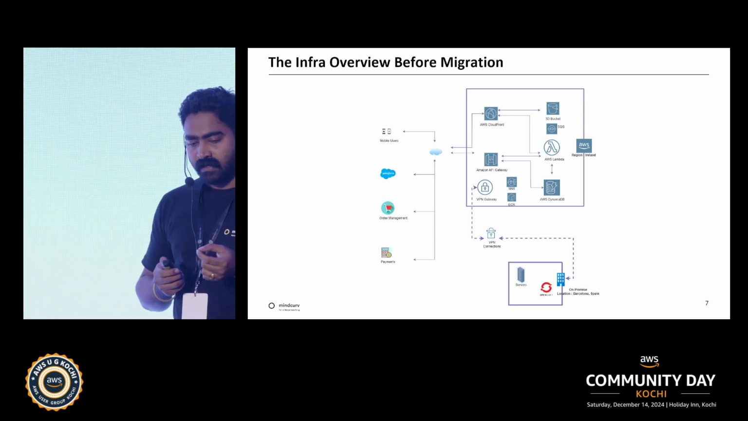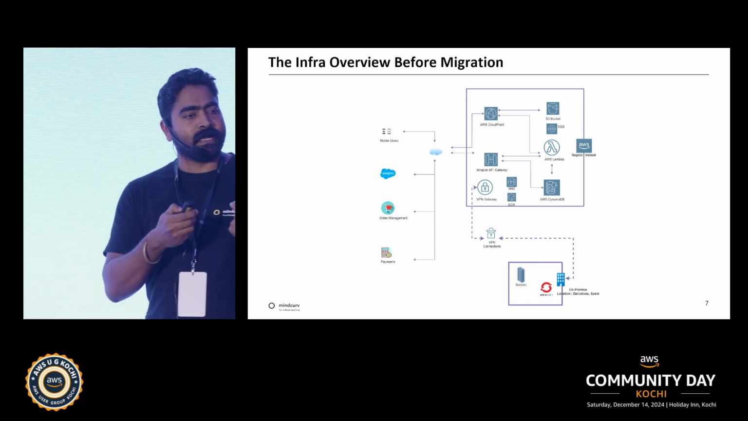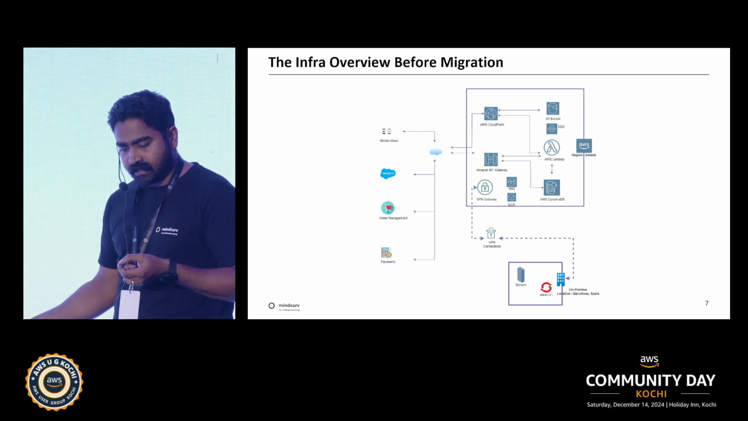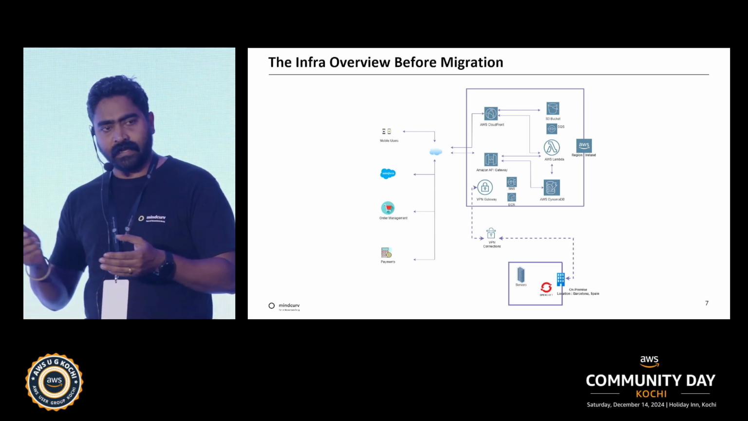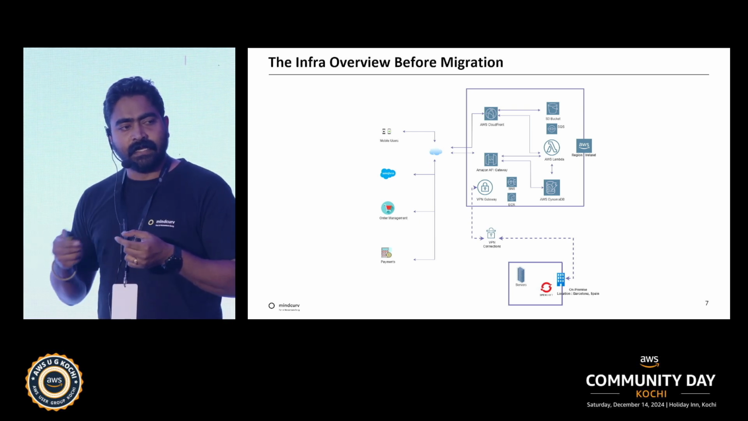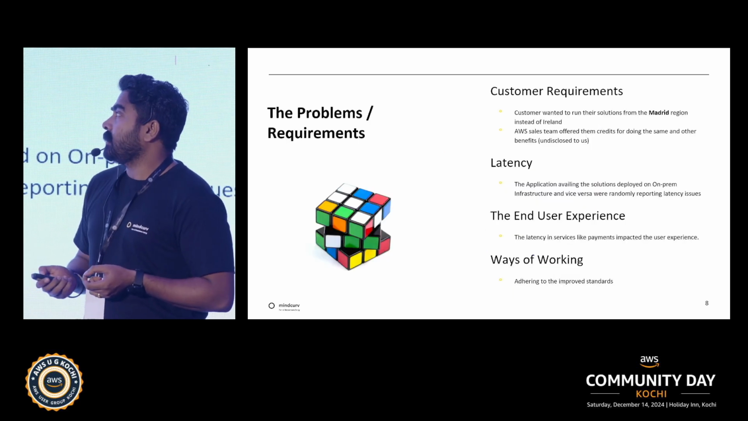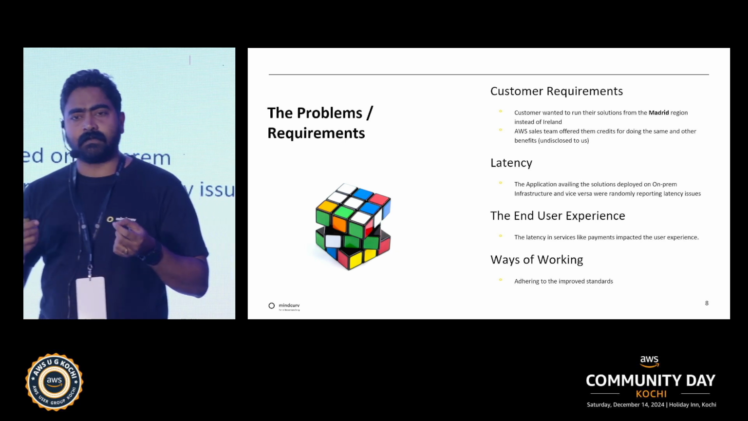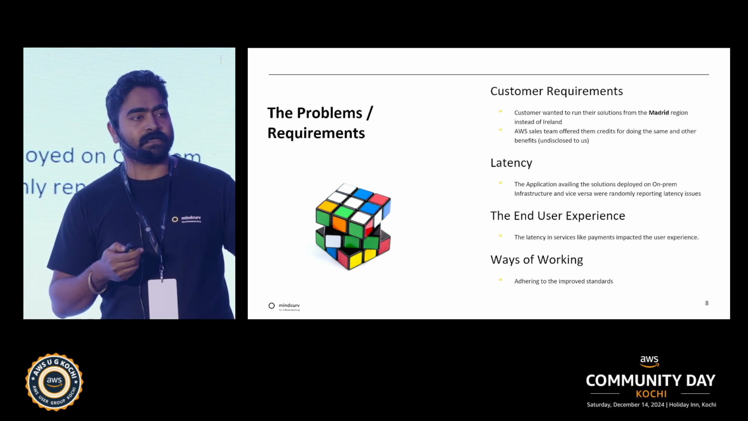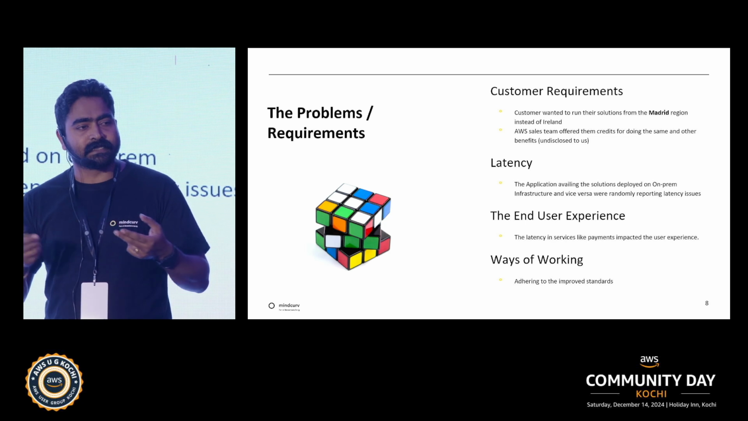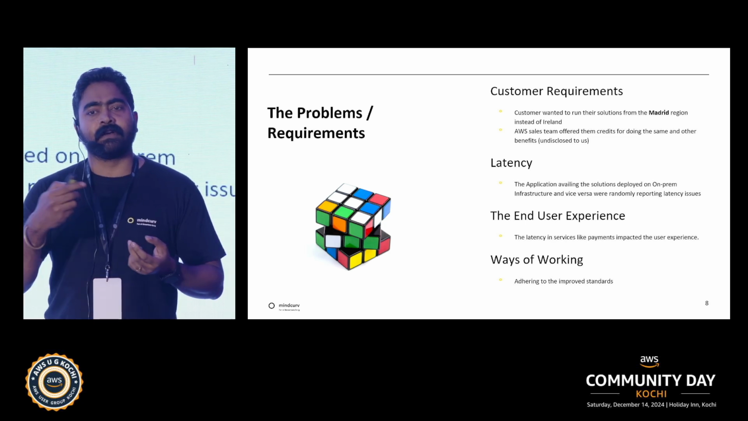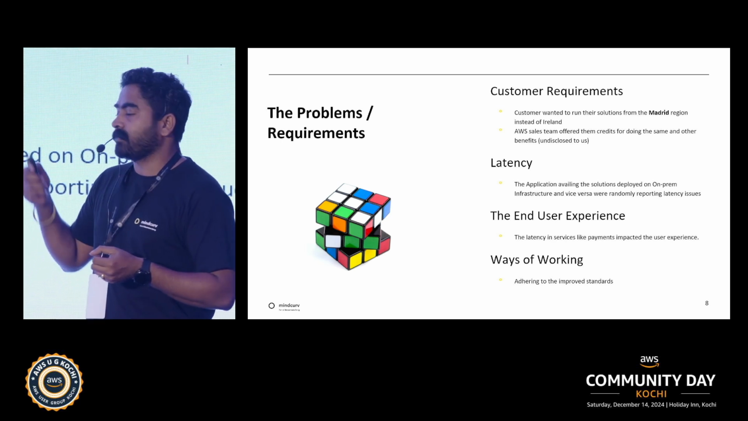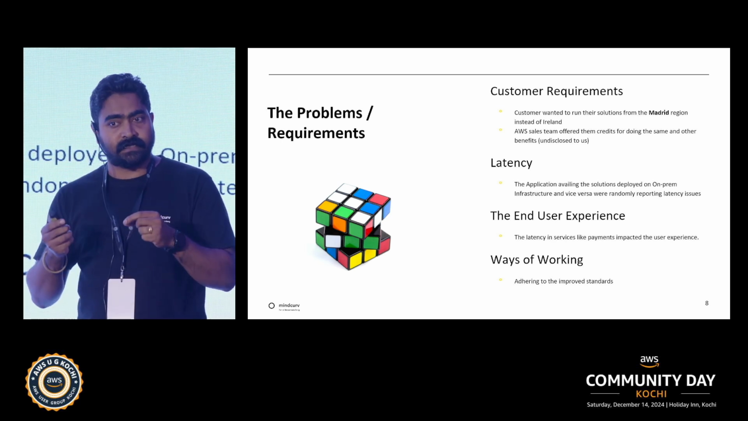Now let's take a look at the triggers that led to a migration from region to region. You have already seen the base location where the customer is from, Barcelona, Spain, and the resources were provisioned in the Ireland region initially. So let's walk you through the problems and requirements. The customer wanted to run their solution from the AWS Madrid region, because the AWS sales team contacted them and offered better discounts. The whole discount list is not disclosed to us, but they still wanted to run from there, and AWS offered free credits for doing this migration.